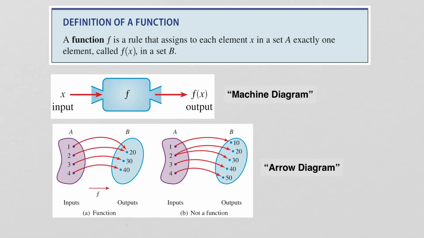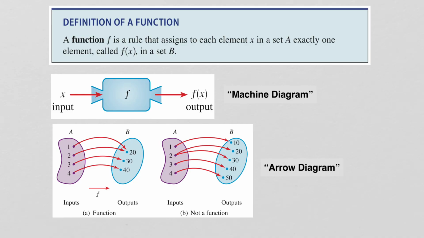Functions. A function f is a rule that assigns to each element x in a set A exactly one element called f of x in a set B.